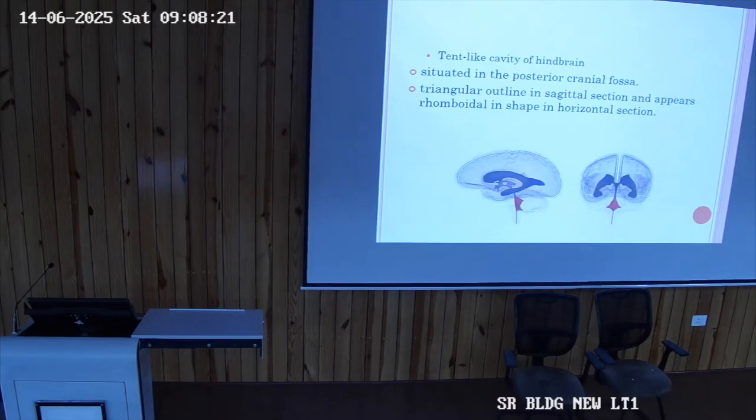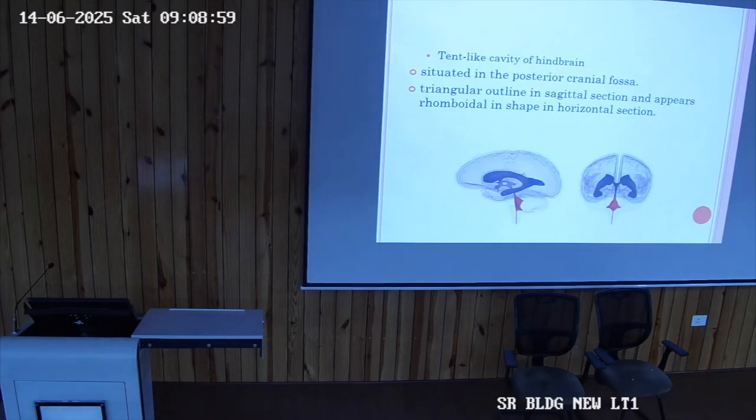It is triangular in outline in the sagittal section. When we take a sagittal section in the midline, the cavity will appear triangular, and if we take a horizontal section, it will appear rhomboid in shape. What do you understand by the horizontal section? The section will be taken from the anterior pole to the posterior pole. So in the horizontal section it will appear rhomboid, and triangular in the sagittal section. This is the lateral ventricle, the anterior horn, posterior horn.